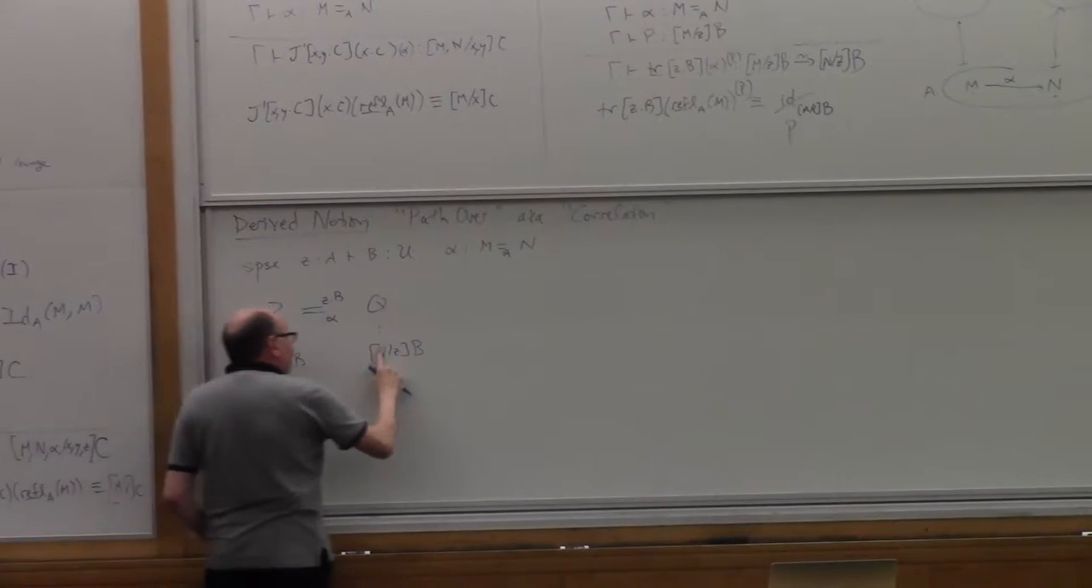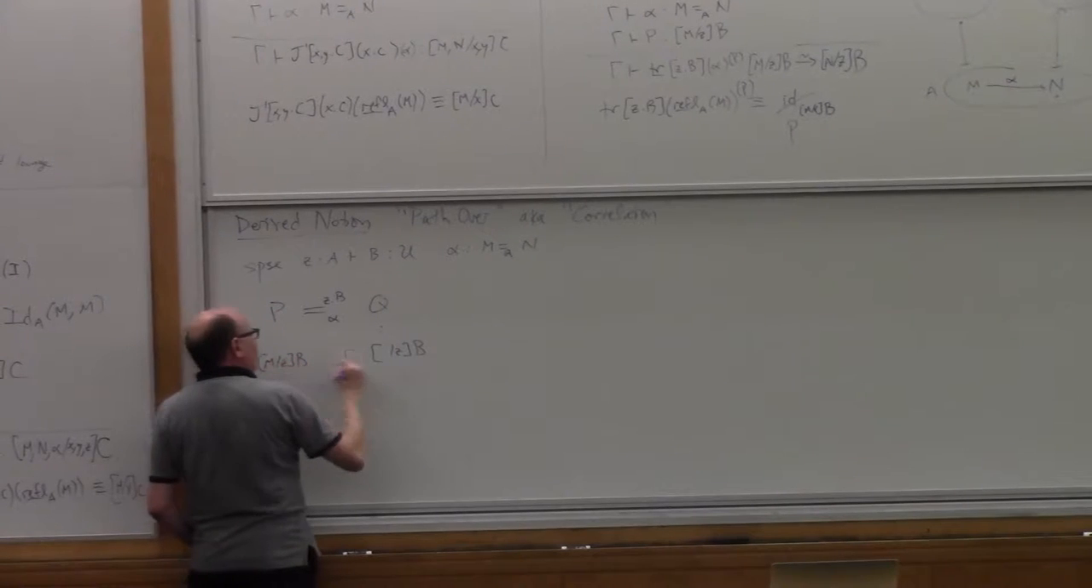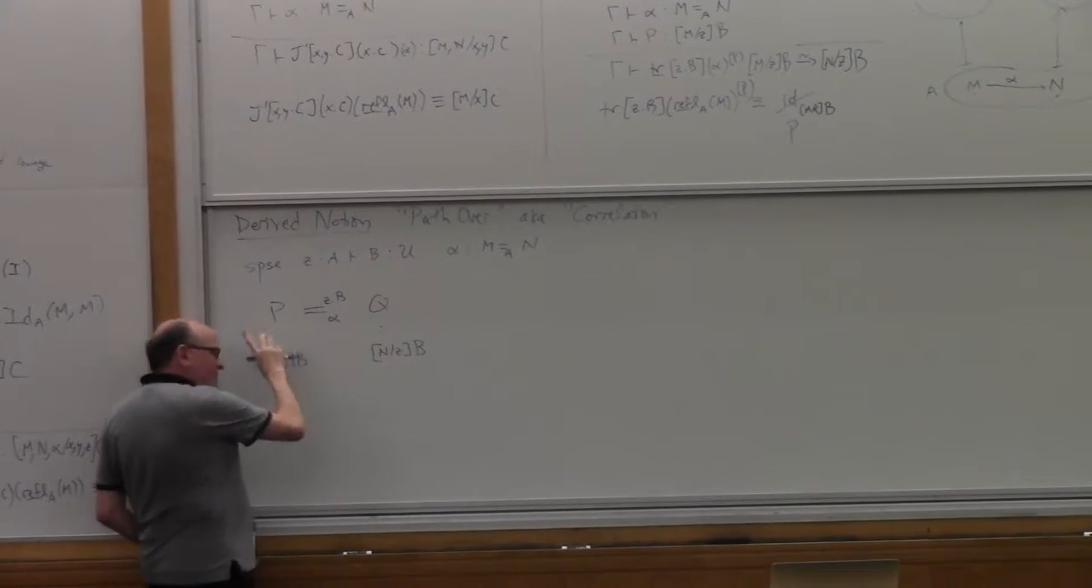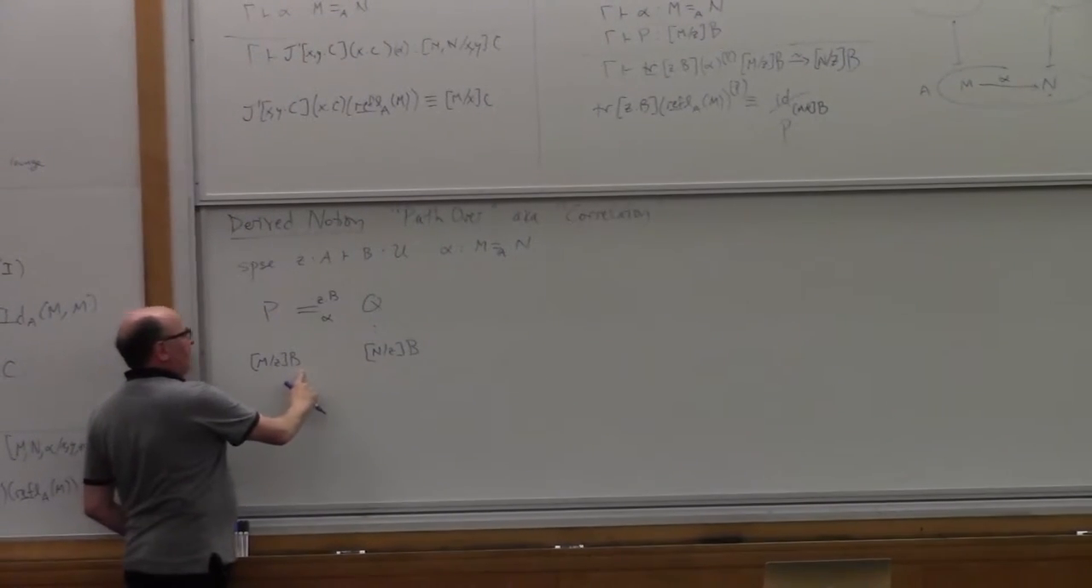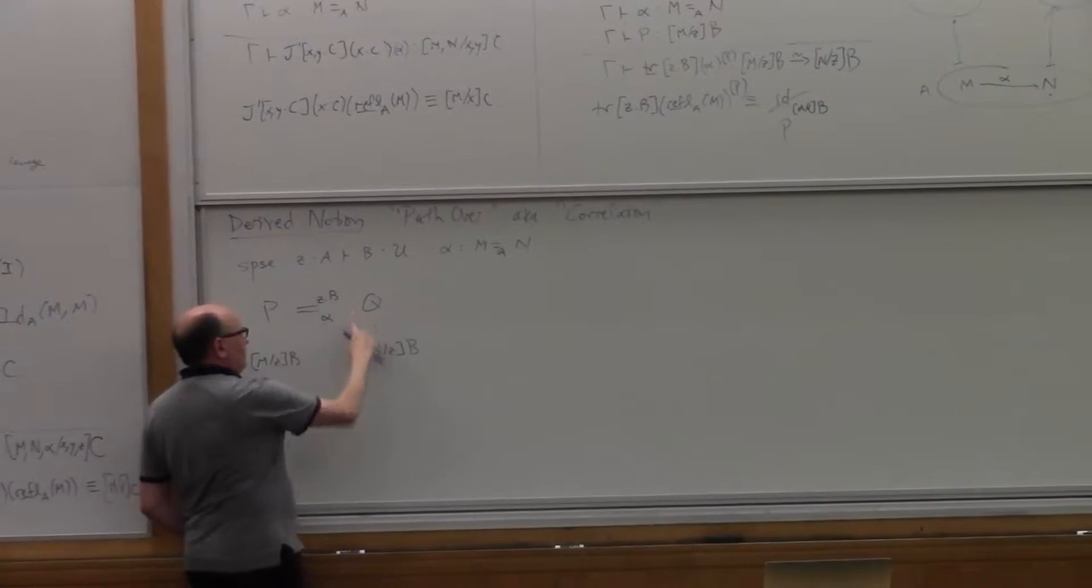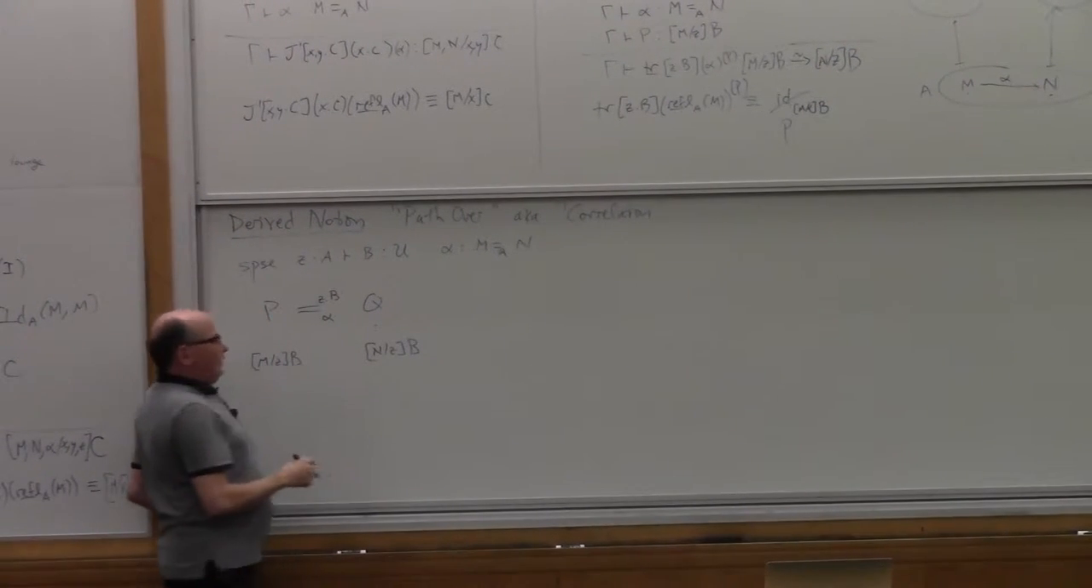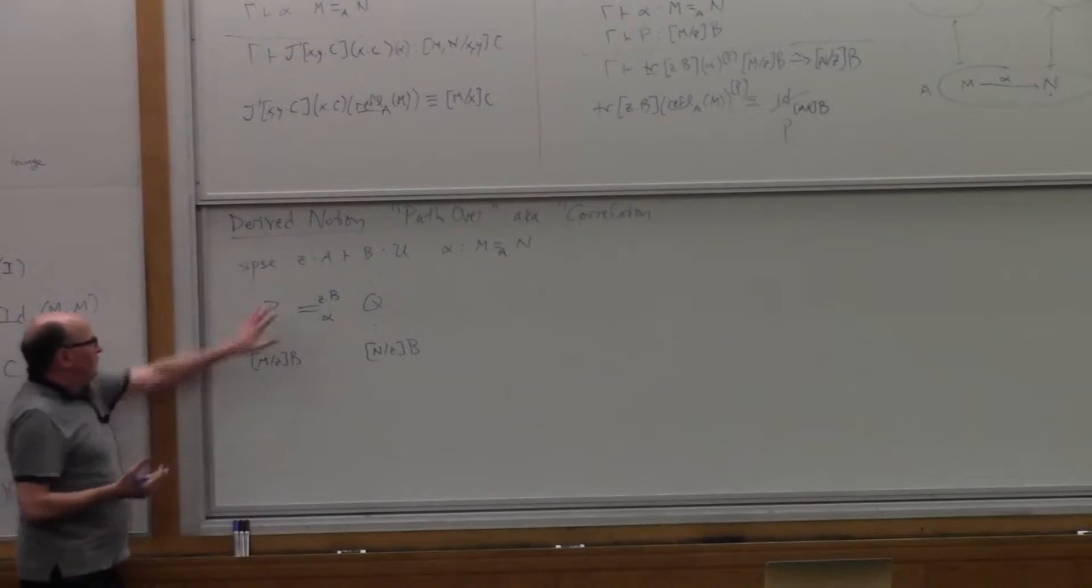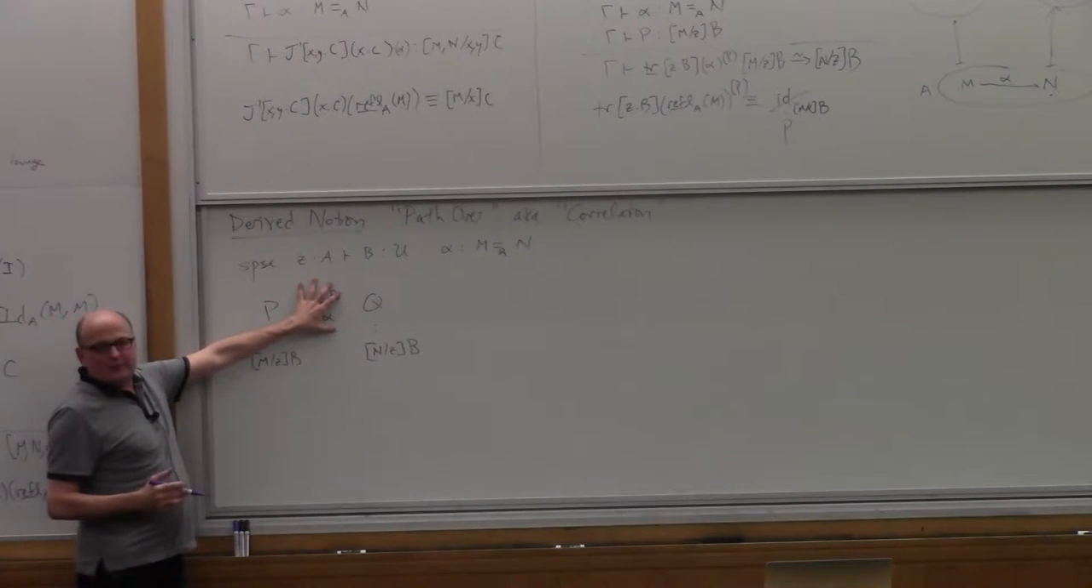Okay, so P is in. No, that part was right. That's what got me confused. Okay, P is a point in M for ZB. Okay. And Q is a point in N for ZB. So they're incomparable. You can't talk about them being equal. Okay, but they're not even in the same class.